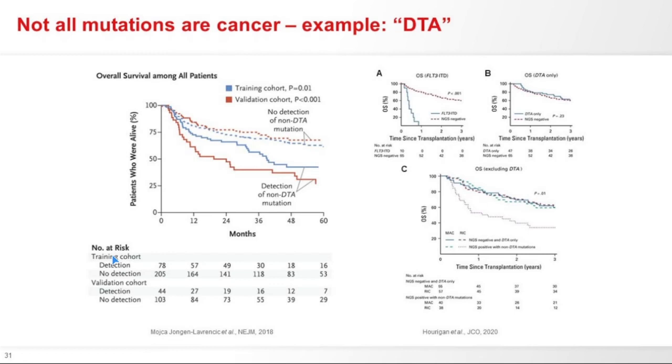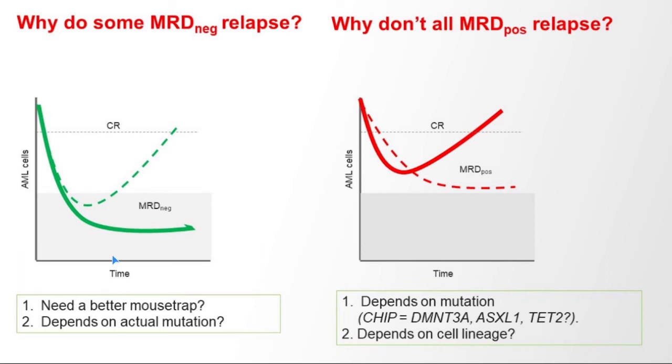Let's skip to this. So one of the things to think about is we see these patients, and I don't have the answer here. This is kind of ongoing work. You'll see patients who are MRD negative, and most of them stay negative, but many of them return to positive. You have these patients who are MRD positive, and many of them relapse, but some of them stay positive and don't relapse. And so why is that?